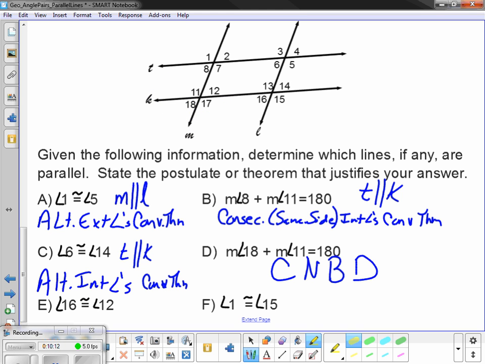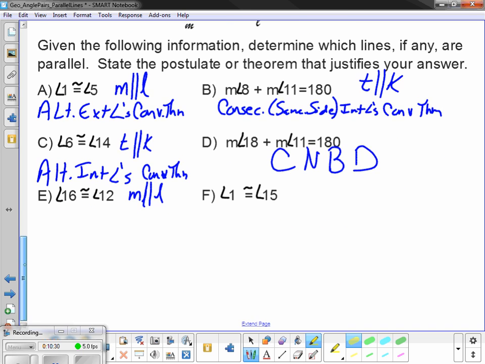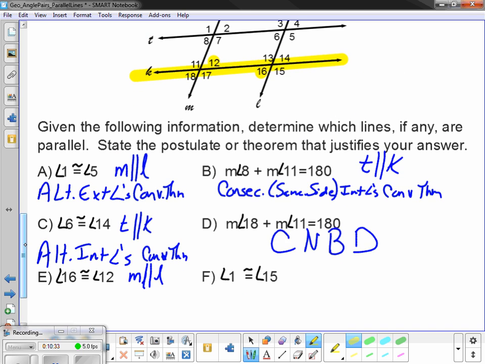Now what if I had angle 16 and angle 12? Angle 16 and angle 12. Again, they look like they're on line K. They're both on different lines, so that would mean M is parallel to L. And what kind of angles are 12 and 16? They're alternate interior angles again. And the converse theorem would then prove the lines are parallel.